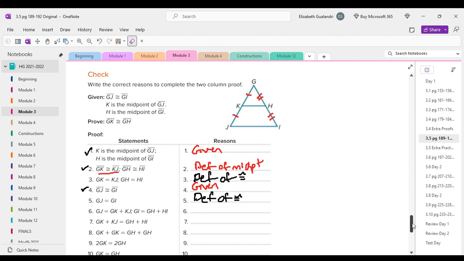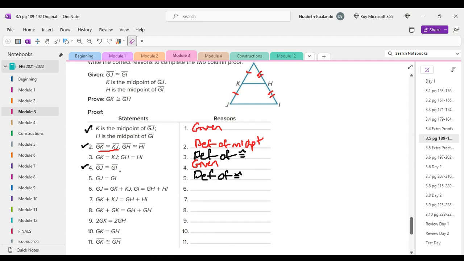So if you're following along this proof, step 3 and 4 have not been used. And so hopefully those are going to come into play here in just a bit. So if I'm looking at step 6, GJ is equal to GK plus KJ. This is my segment addition postulate. GK plus KJ equal to GJ, that whole piece. And the same thing with the other one, that GI is equal to GH plus HI. This is my segment addition postulate.